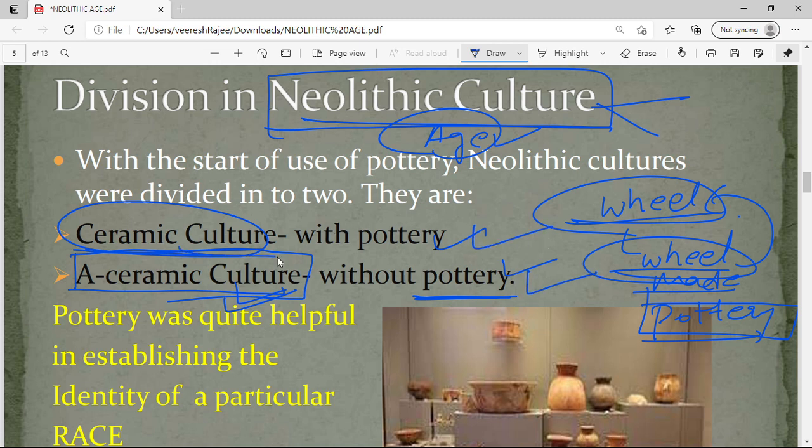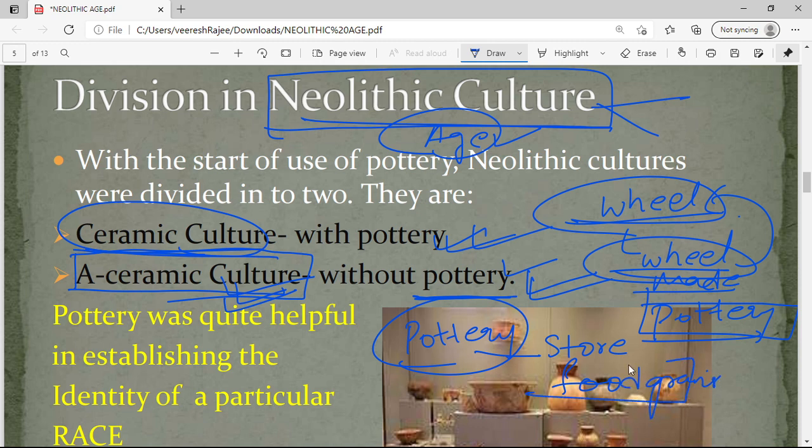Ceramic cultures are those cultures which have knowledge about pottery, and aceramic cultures are those cultures which did not have knowledge about pottery. See, what was the major use of this pottery? To store food grains. So, to store food grains, these pots were used.